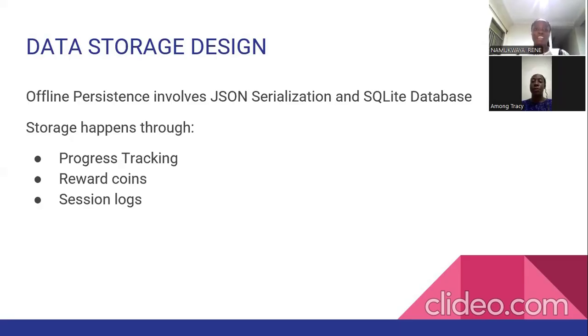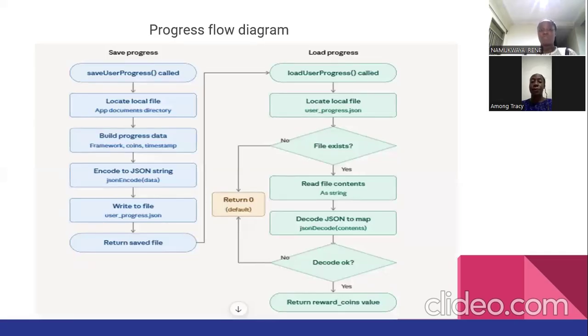What I'm going to take us through is the data storage design, where we have offline persistence, which involves JSON serialization and the SQLite database. This helps us store data from the app, and it records progress tracking, the rewarding of coins, and session logs. Here is our diagram, from loading in the user progress up to when the data is saved. It shows how our application flows from when the user logs in and inputs data to when the data is saved. You can just follow the diagram, for the sake of our time.